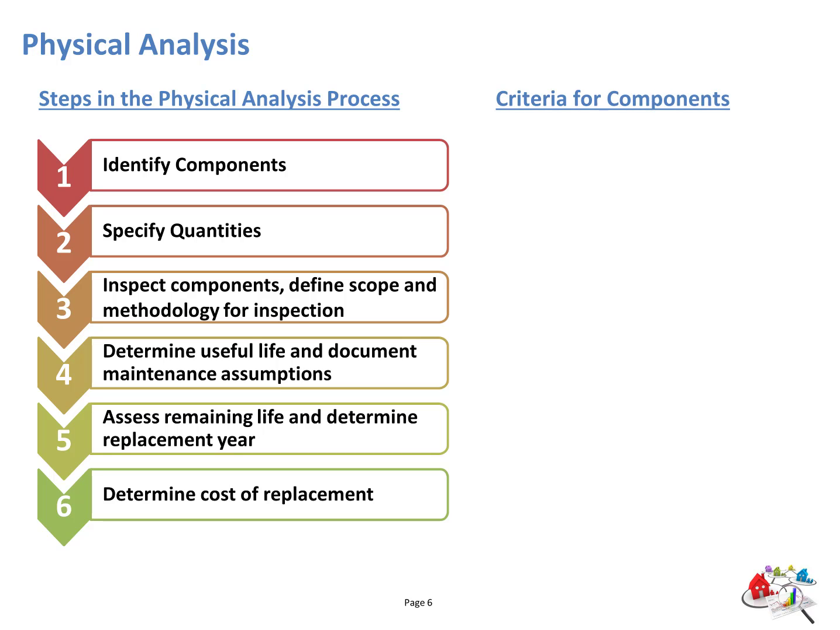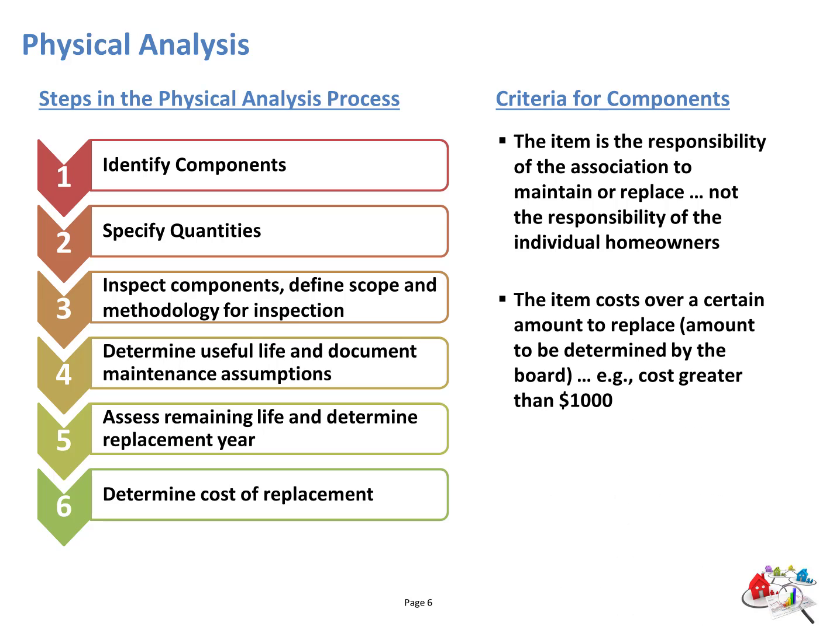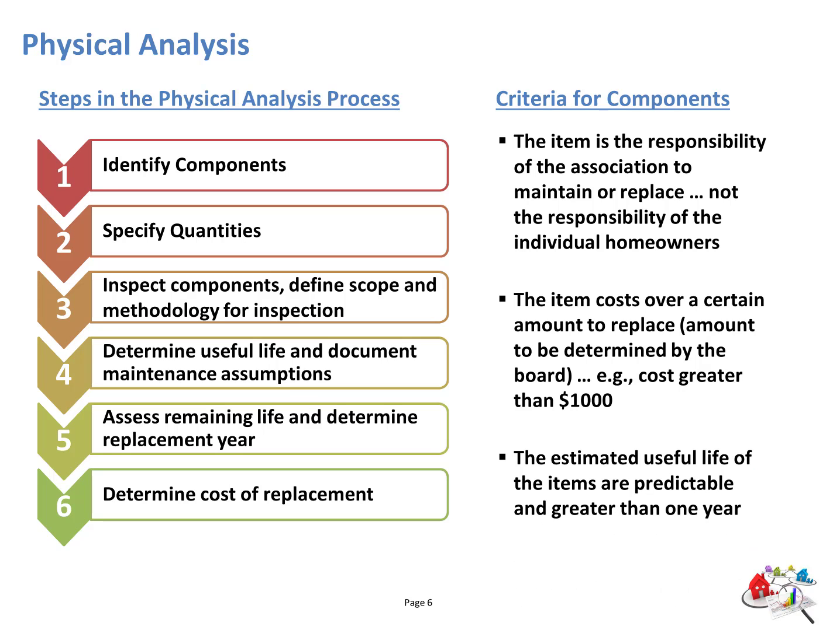Now, the criteria for these components: the item typically has to be the responsibility of the association, not the responsibility of individual homeowners. Secondly, items with a cost over a certain amount have to be determined. Typically, in most homeowner associations, this is around $1,000, but it could be more or less. That's your choice. And the estimated useful life for all of these items is predictable, and typically they're greater than 1 year. If the useful life is 1 year or less, they then become really part of the operational cost.